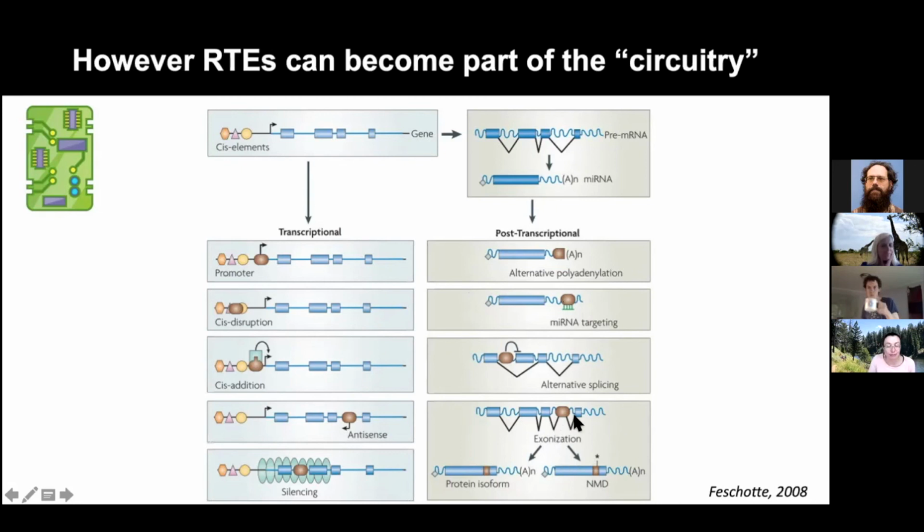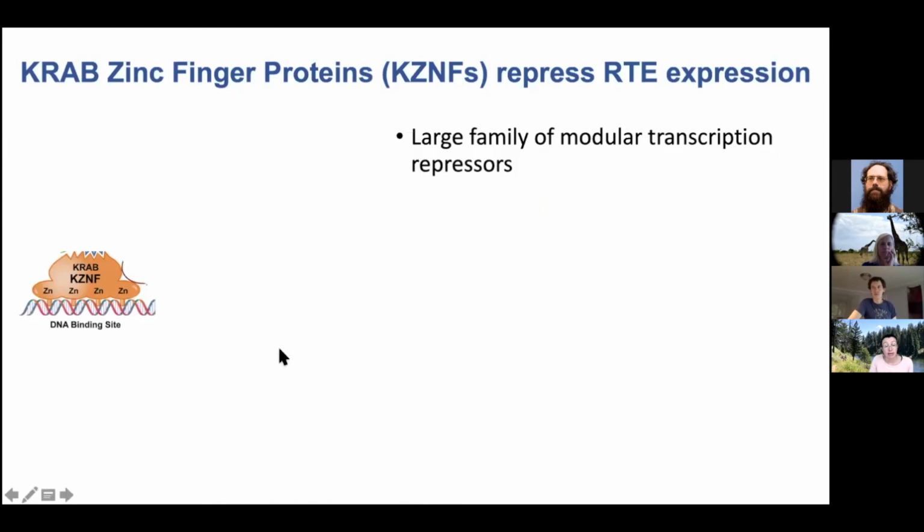But in our lab, we've been really focusing on how the cellular machinery that silences retrotransposons, and thus prevents them from jumping around in our genome, how that regulatory mechanism develops, and then how that can lead to changes in gene regulatory networks. So how do we prevent retrotransposons from running amok in our genome?